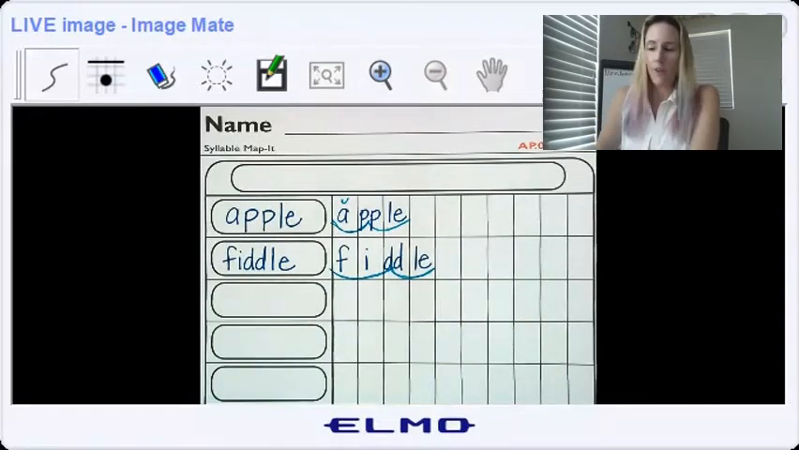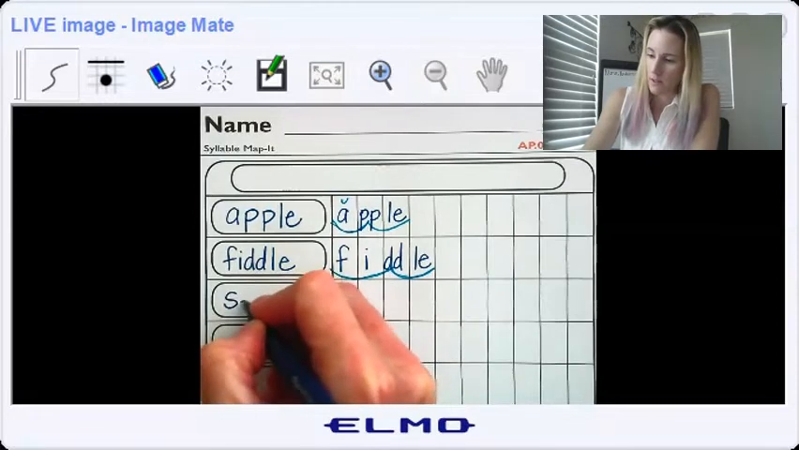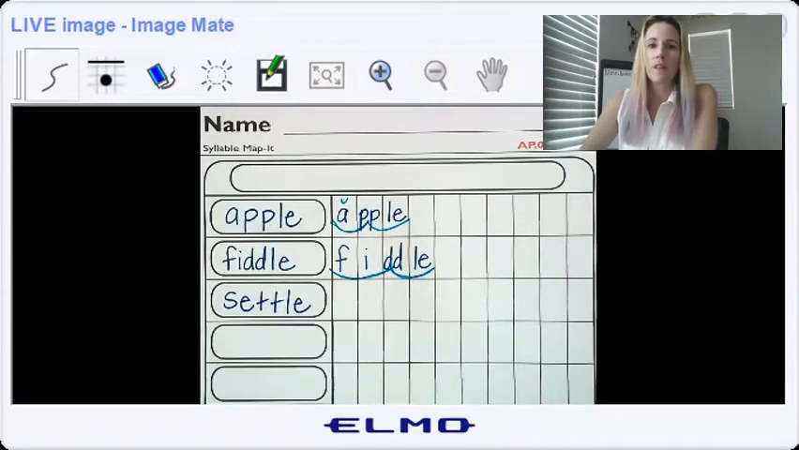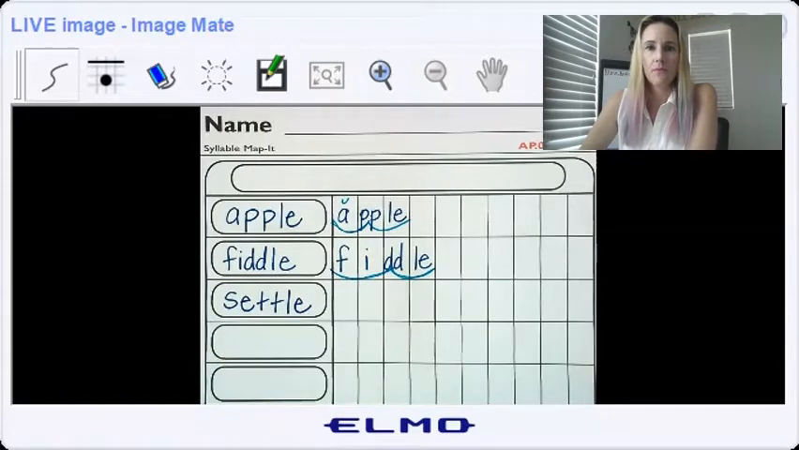Okay, after fiddle, see if you can read that word. The word is settle, settle. Now, we kind of flap the T sound, and we might say it more like sedle, because the T and the D are those voiced and voiceless partners. And so you might hear as someone's reading settle, okay, but it's really settle, so we spell it with T's.